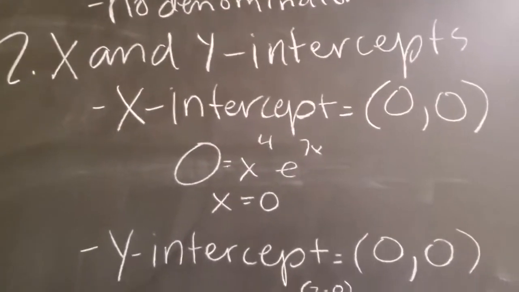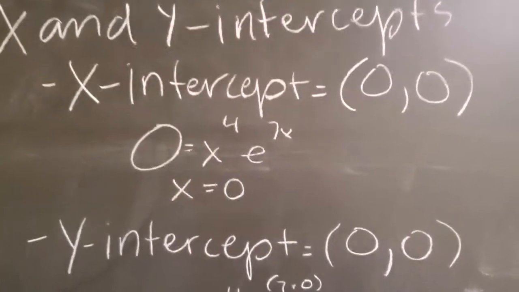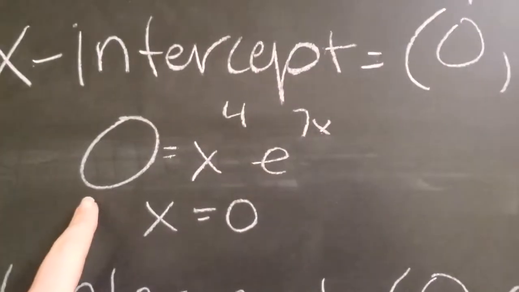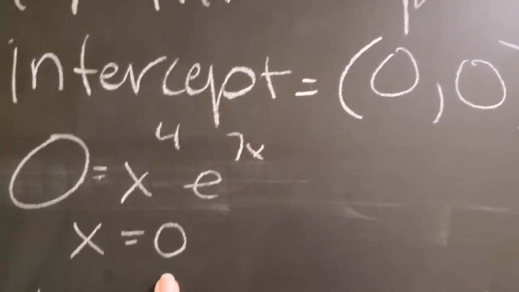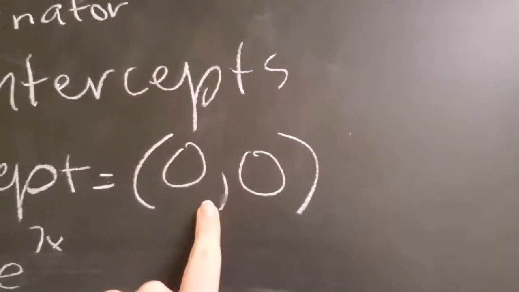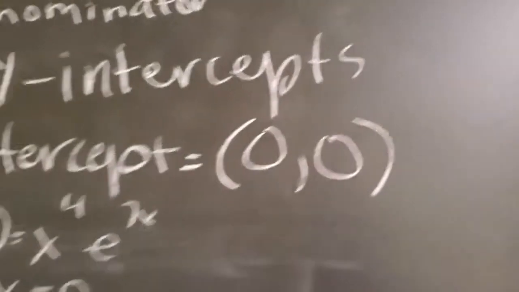And then for the x and y intercepts, for x-intercept, you set the function equal to 0, and then you solve for x. So I got x equals 0, and I plugged it back into the function, and you end up getting this ordered pair.